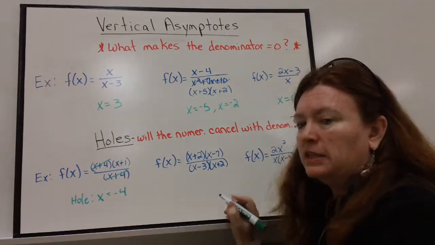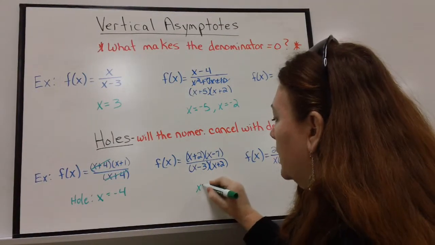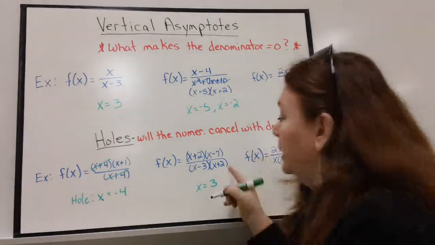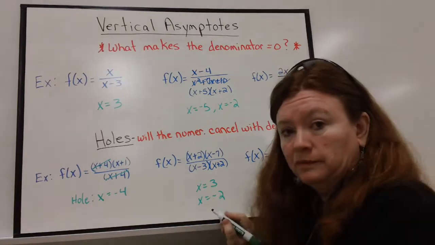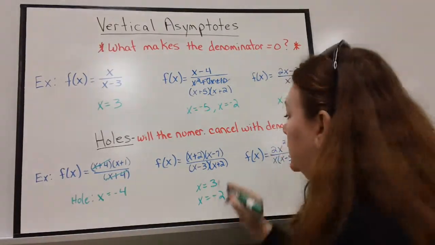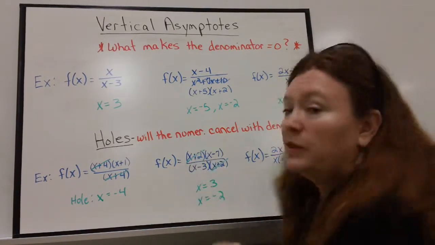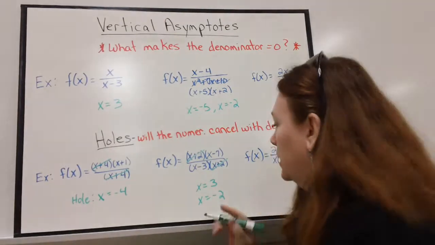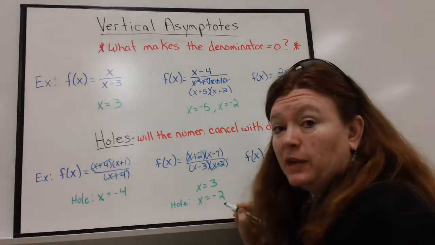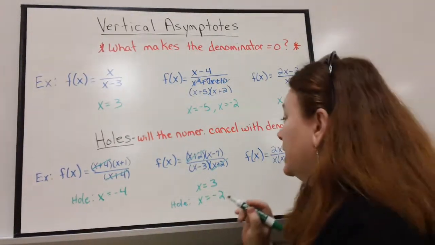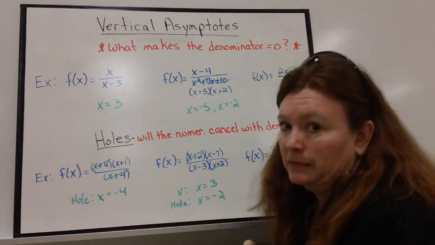Okay, now let's look at this one, because this one's a little different. I know for a fact x is never allowed to be 3, and x is also never allowed to be negative 2. However, since x plus 2 cancels with the numerator, it's not a vertical asymptote. It is a hole in the graph. But x minus 3, or x equals 3, is still there, so that one is a full-out vertical asymptote.